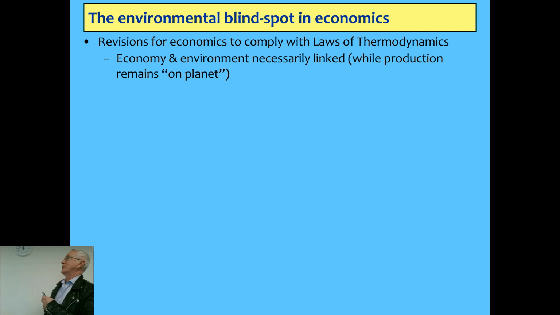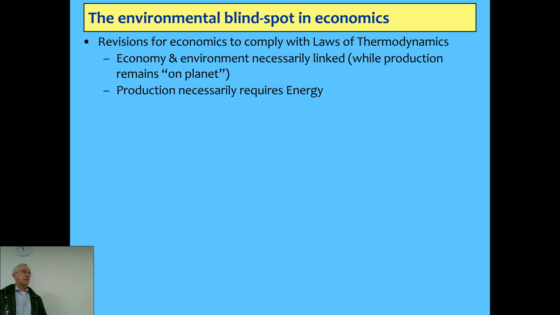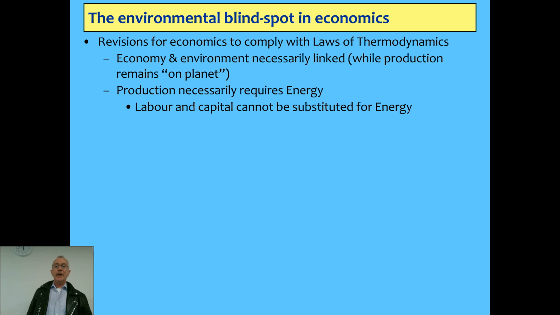Obviously, the air conditioning system has clicked in here. Talking of energy. Well, we're necessarily linked. If we're going to produce output on the planet, we must be dumping waste into the planet. That's absolutely unavoidable. Production necessarily requires energy, and you cannot substitute labour and capital for energy.